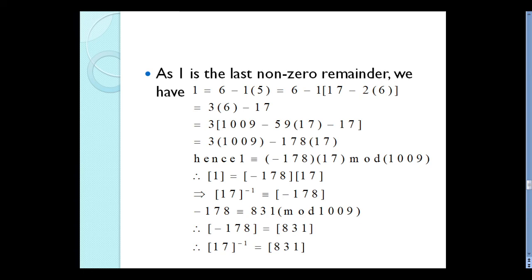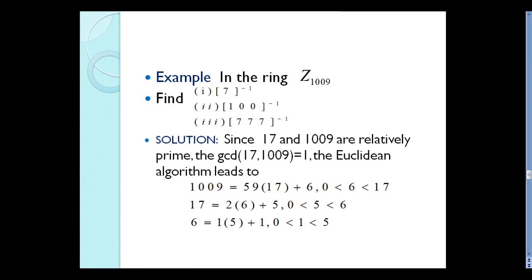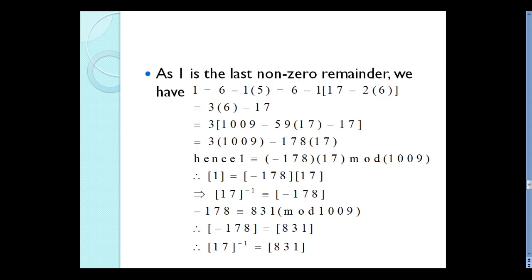Now you take the 6 value and you simplify, you split that term. So how to split 1009? 1009 minus 59 into 17 is nothing but your 6 value, by seeing the previous slide. So here 6 is there. I can take 59 into 17 to the opposite side. 1009 minus 59 into 17 is equal to 6. So on substituting, we get this one.